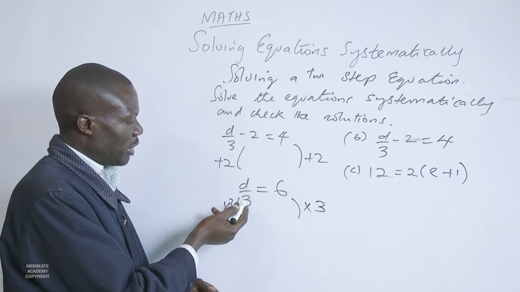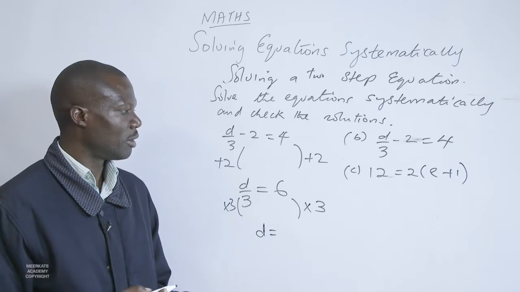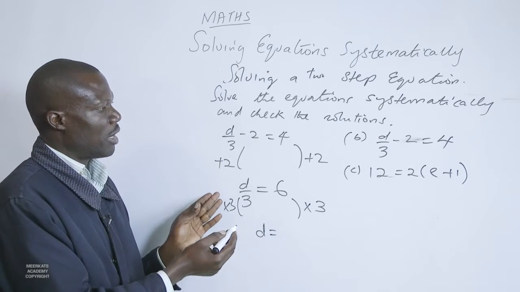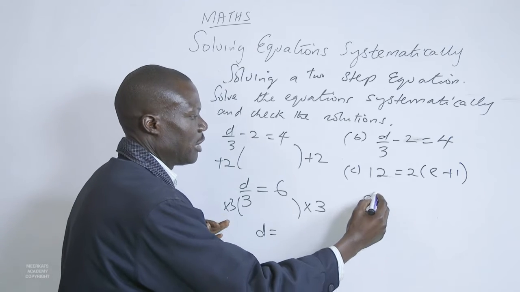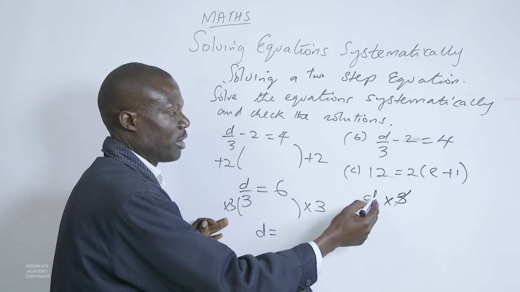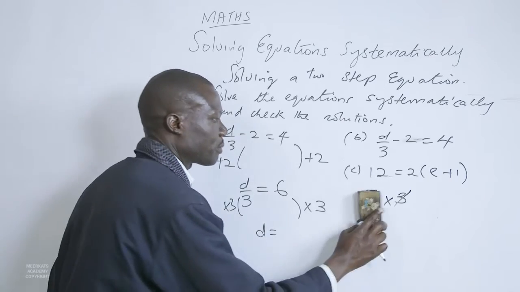So d over 3 times 3 will give us d. As you saw earlier on, if I may illustrate here, d over 3 multiplied by 3, these 3s will cancel, we remain with d. That is why we have d right here.